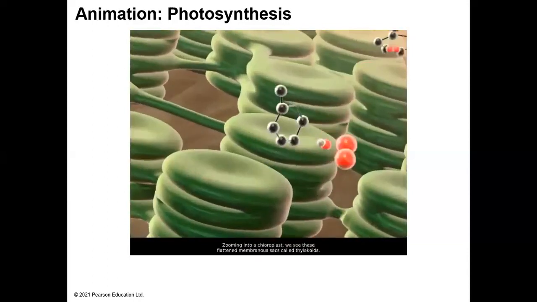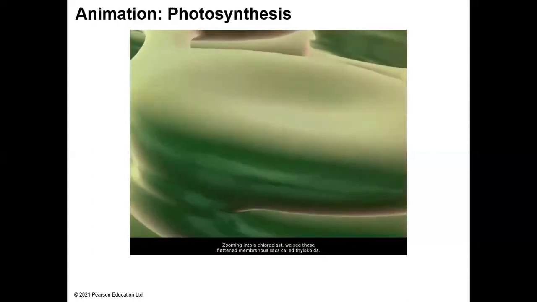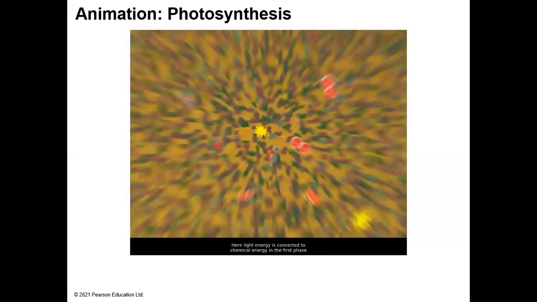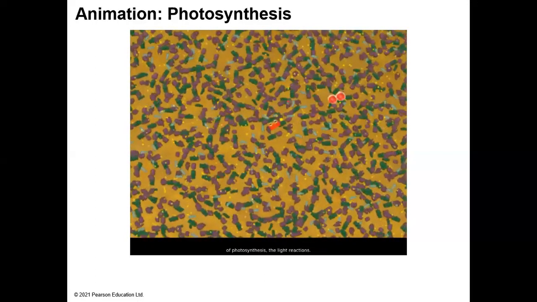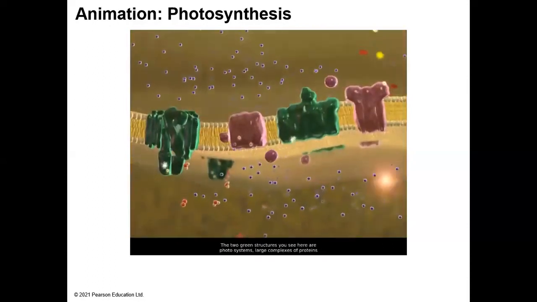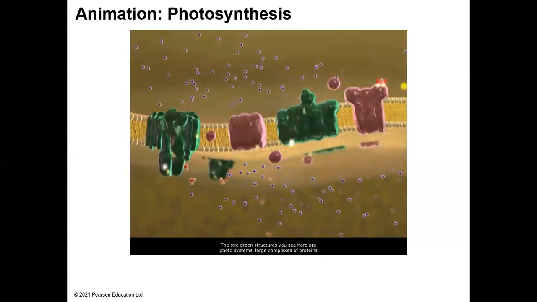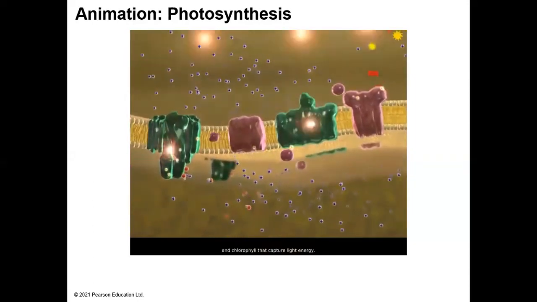Zooming into a chloroplast, we see these flattened membranous sacs called thylakoids. Here, light energy is converted to chemical energy in the first phase of photosynthesis, the light reactions. The two green structures you see here are photosystems, large complexes of proteins and chlorophyll that capture light energy.